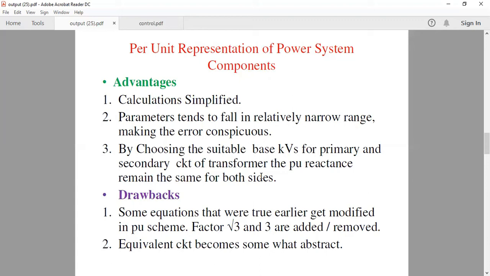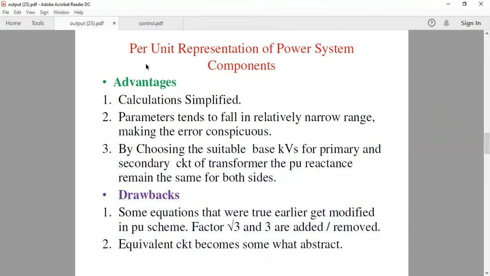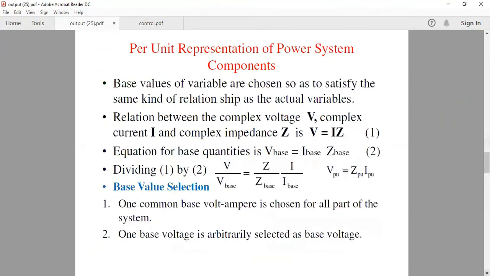Some equations that were true earlier get modified in the per unit schemes. Factors root 3 and 3 are added or removed. As well, the equivalent circuit becomes somewhat abstract. So by considering the advantages, we can ignore the drawbacks, because it is not going to matter much for the analysis, or it is not going to impact the accuracy of the results that we are getting from the analysis of the per unit representation technique of the power system.